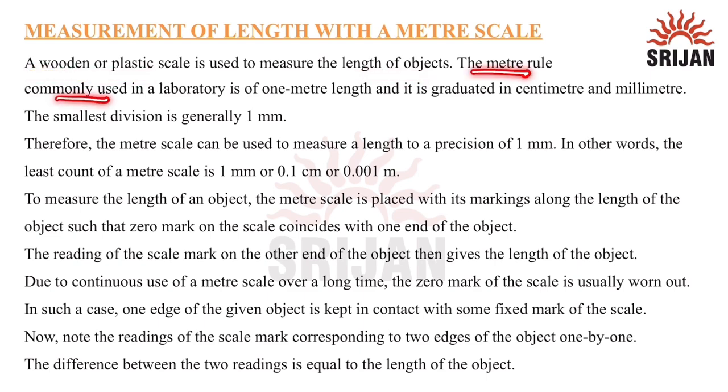The meter rule commonly used in laboratory is of 1 meter length and is graduated in centimeters and millimeters. The smallest division is generally 1 millimeter. Therefore, the meter scale can also be used to measure the length to a precision of 1 millimeter. In other words, the least count of a meter scale is 1 millimeter, or I can say 0.1 centimeter, or I can say 0.001 meter.